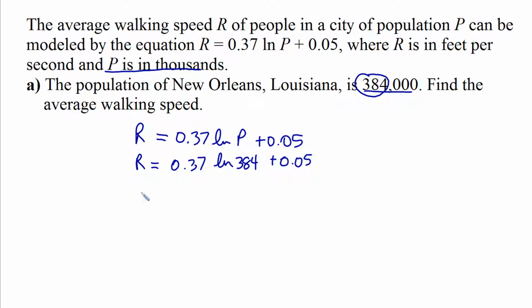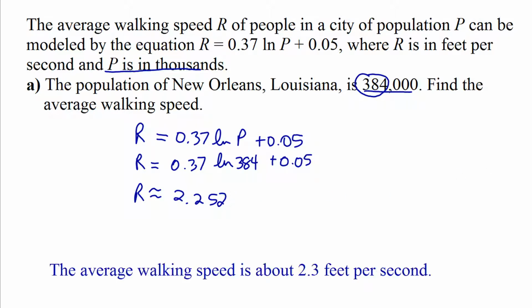Typing this in your calculator, you should arrive at about r = 2.252. So rounding to the nearest tenth, we see that the average walking speed is about 2.3 feet per second.